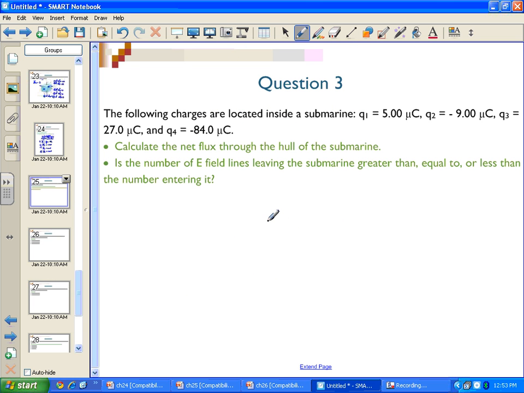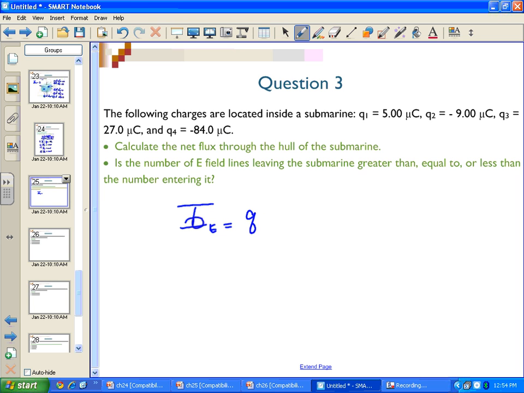Next question. We have the following charges located inside a submarine. Now, of course, a submarine is a closed surface. Q1, 5 microcoulombs. Q2, negative 9 microcoulombs. Q3, 27 microcoulombs. And Q4, negative 84 microcoulombs. We are asked in part A to determine the net electric flux through the submarine.